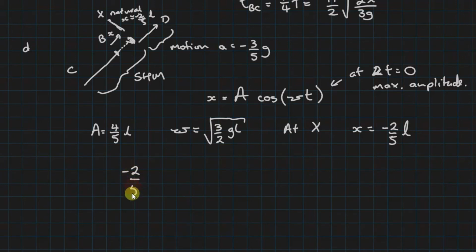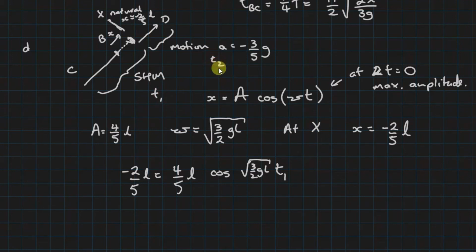So minus 2/5 of L is the amplitude 4/5 of L times cos of square root 3/2 g over L times T for phase 1. So we're going to calculate a T1 and a T2.